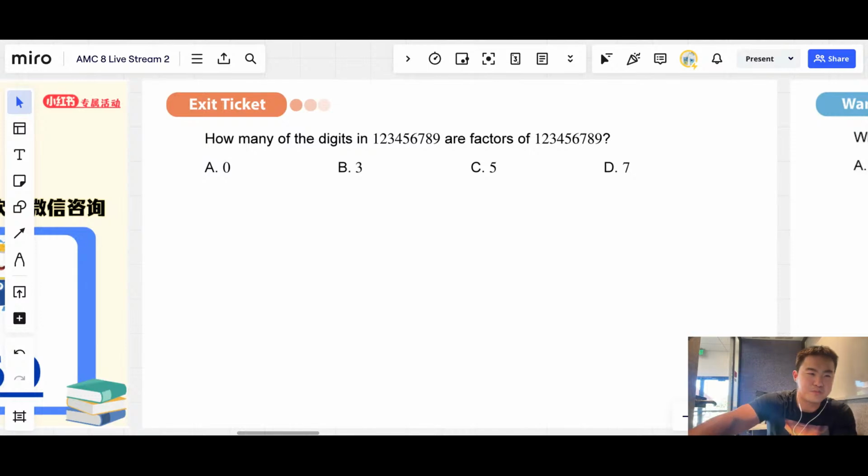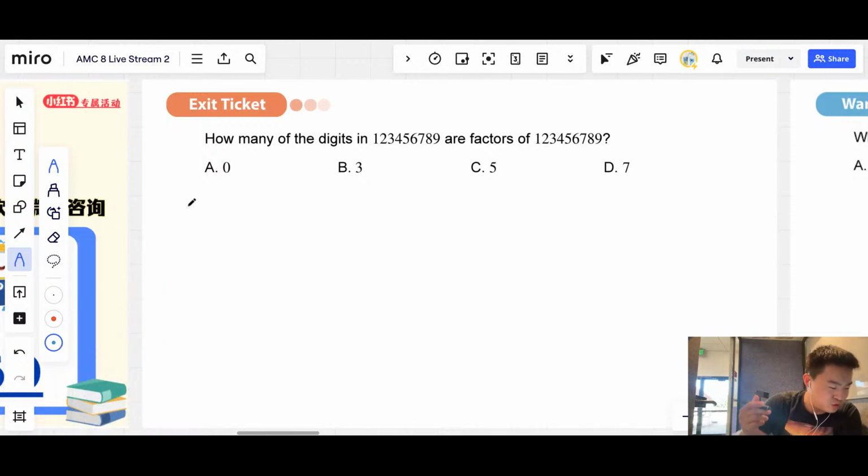So the question is asking how many of the digits 1, 2, 3, 4, 5, 6, 7, 8, 9 are factors of the number. Okay, so I know the question itself may be a little bit confusing to understand. So let me do a quick clarification. When asking the question, we are actually looking for all the digits from 1 to 9, okay, so it's 1, 2, 3, 4, all the way to 9. And among these digits, which are factors of the number? So let me first write down the range that we are looking for. So all digits is from where? 1 to 9. Okay, good.